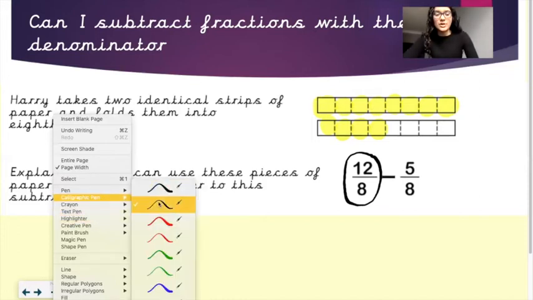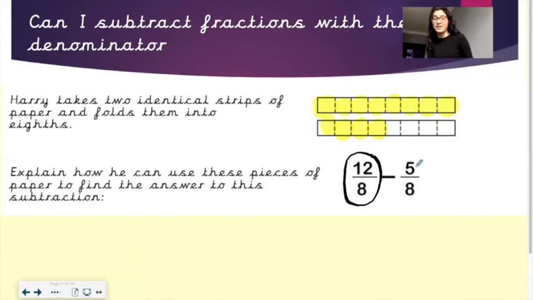What I'm then going to do is take away however many I'm being asked to take away, which is 5. Look at the numerator of the second fraction to see how much you're taking away, which is 5. So now I'm going to cross out 5. 1, 2, 3, 4, and 5.